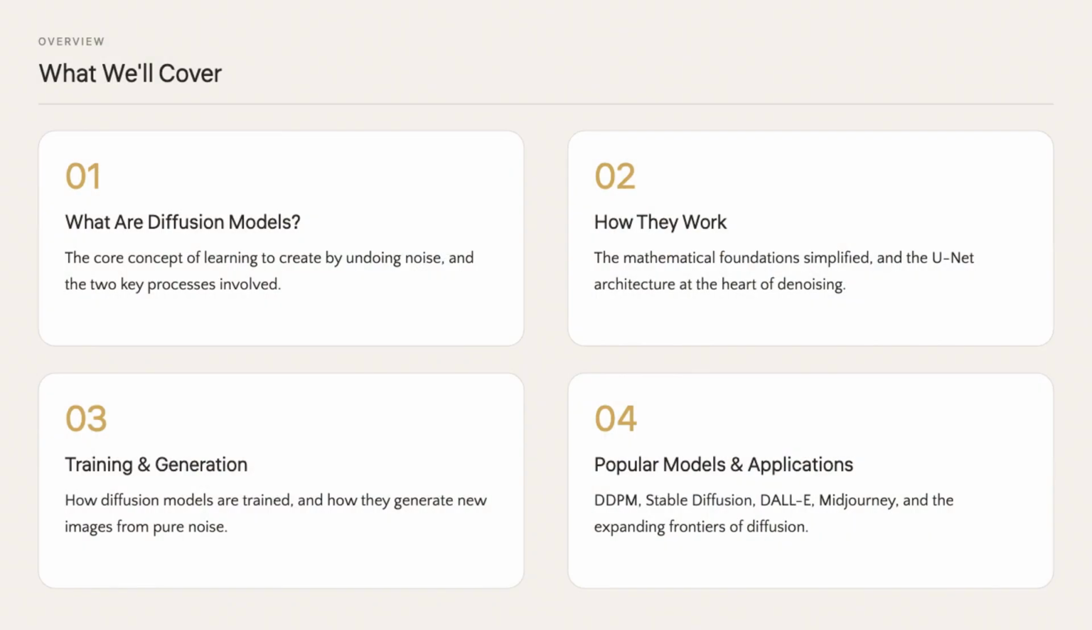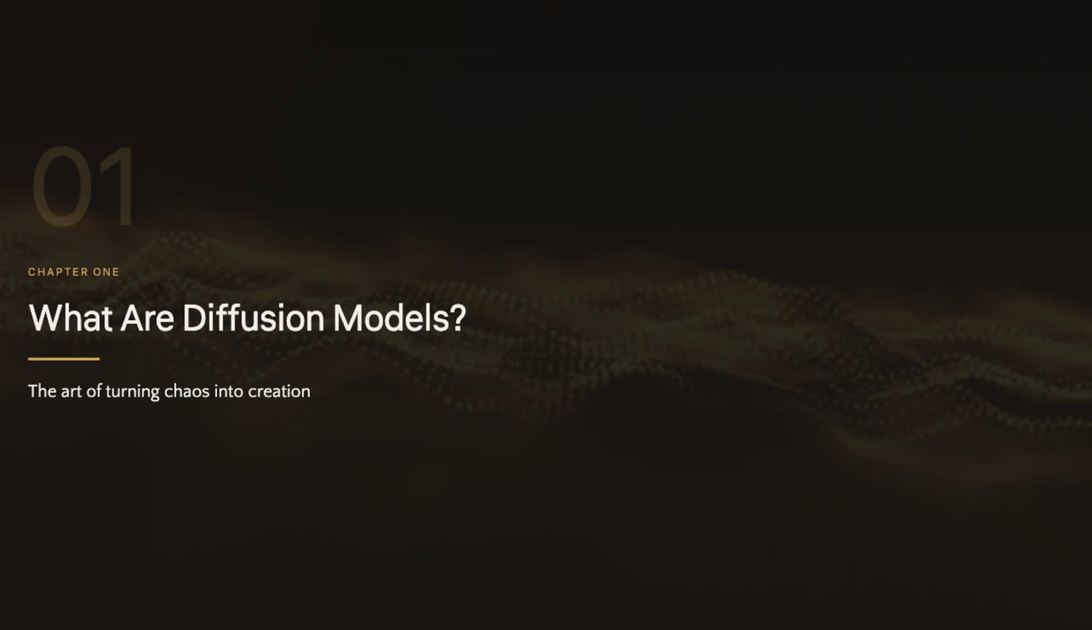First, we'll look at the core concept of what diffusion actually means. Second, we'll look at the mathematics and neural network architecture powering it. Third, we'll look at how these models are trained, and finally, we'll talk about the real-world applications changing the tech landscape today. Let's start with Chapter 1.